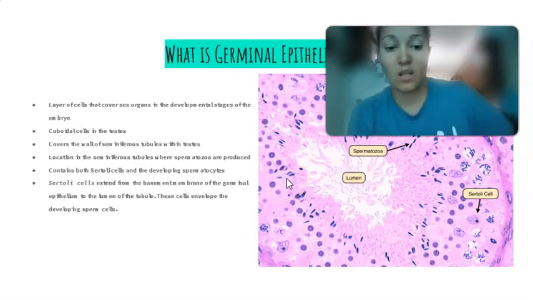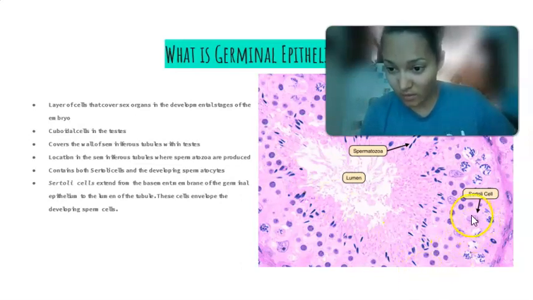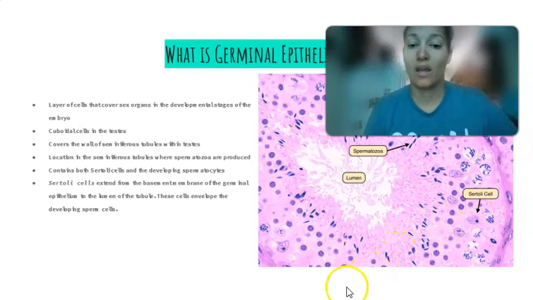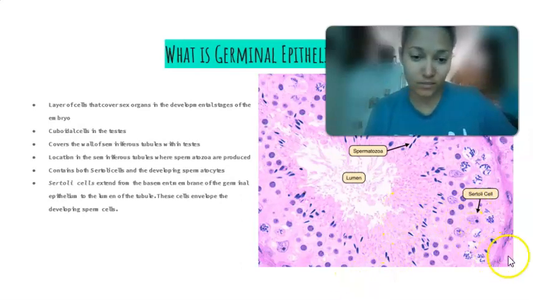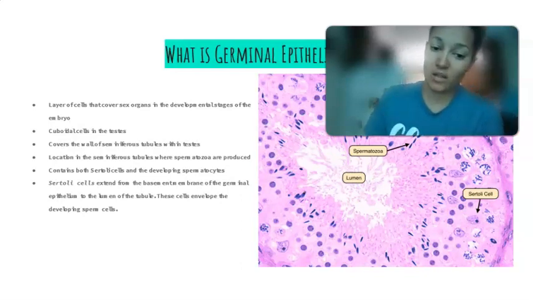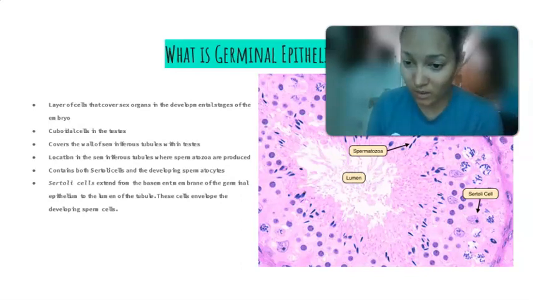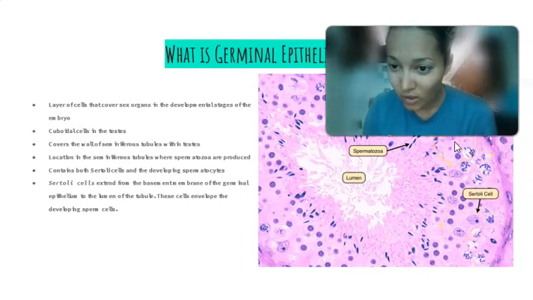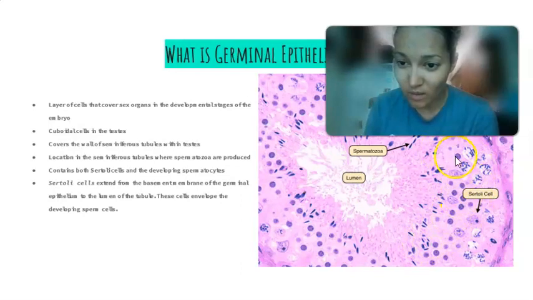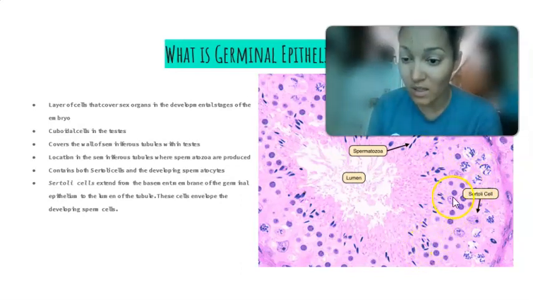The germinal epithelium contains both Sertoli cells. Here's a Sertoli cell. And your developing spermatocytes. Sertoli cells extend from the basement membrane of germinal epithelium to the lumen of the tubule. These cells envelop the developing sperm cells. So again, here is your myoid line of cells that's circling. And then you have your different stages of the spermatogonia, spermatocytes, spermatids, and your Sertoli cells.